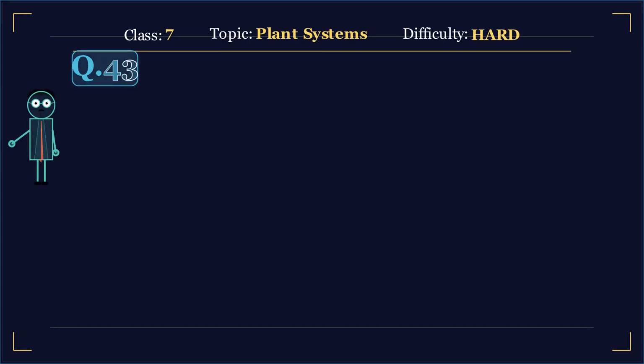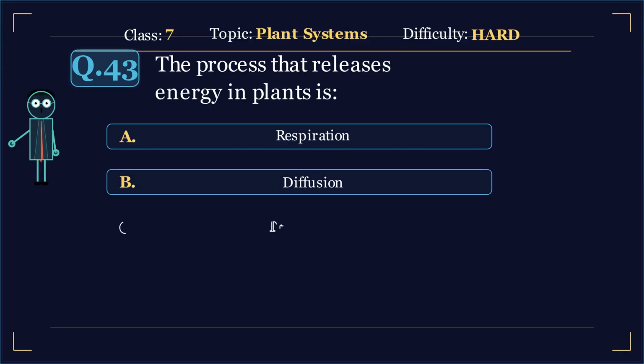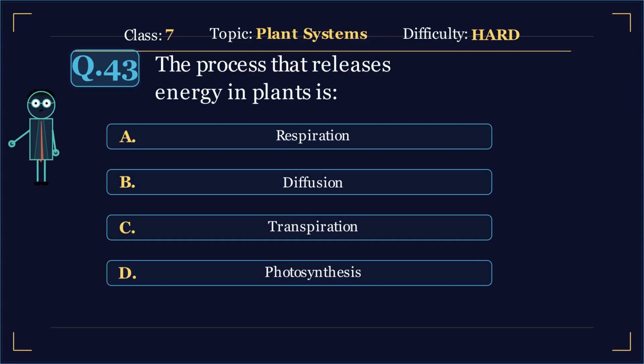Question 43. The process that releases energy in plants is. Option A, respiration. Option B, diffusion. Option C, transpiration. Option D, photosynthesis.